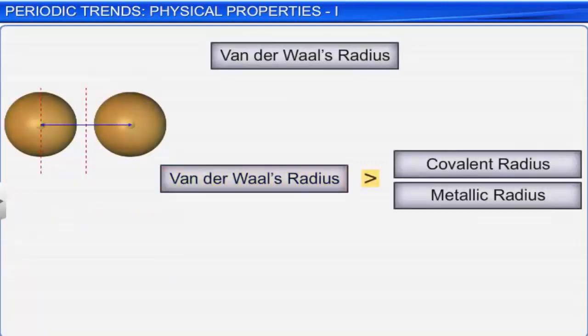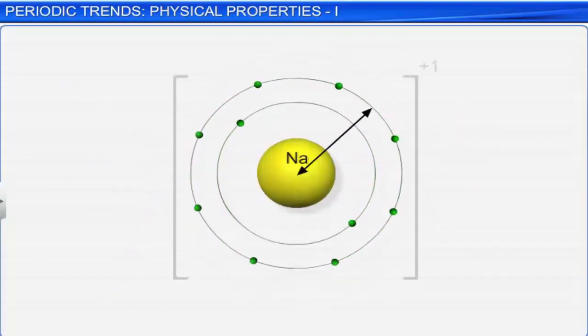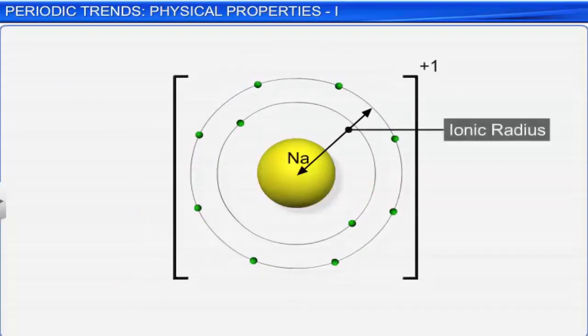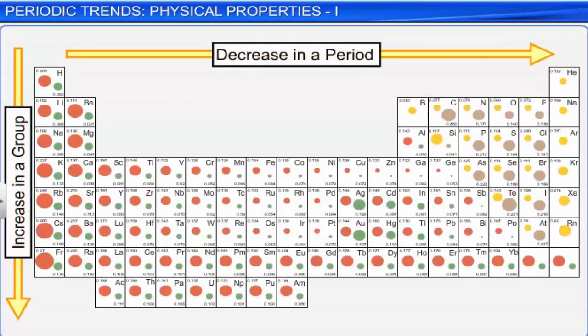The radius of an atom changes when it loses or gains an electron to form an ion, and the resultant radius is called ionic radius. Ionic radii exhibit the same trend as the atomic radii. When an atom loses an electron, it forms a positive ion called cation.